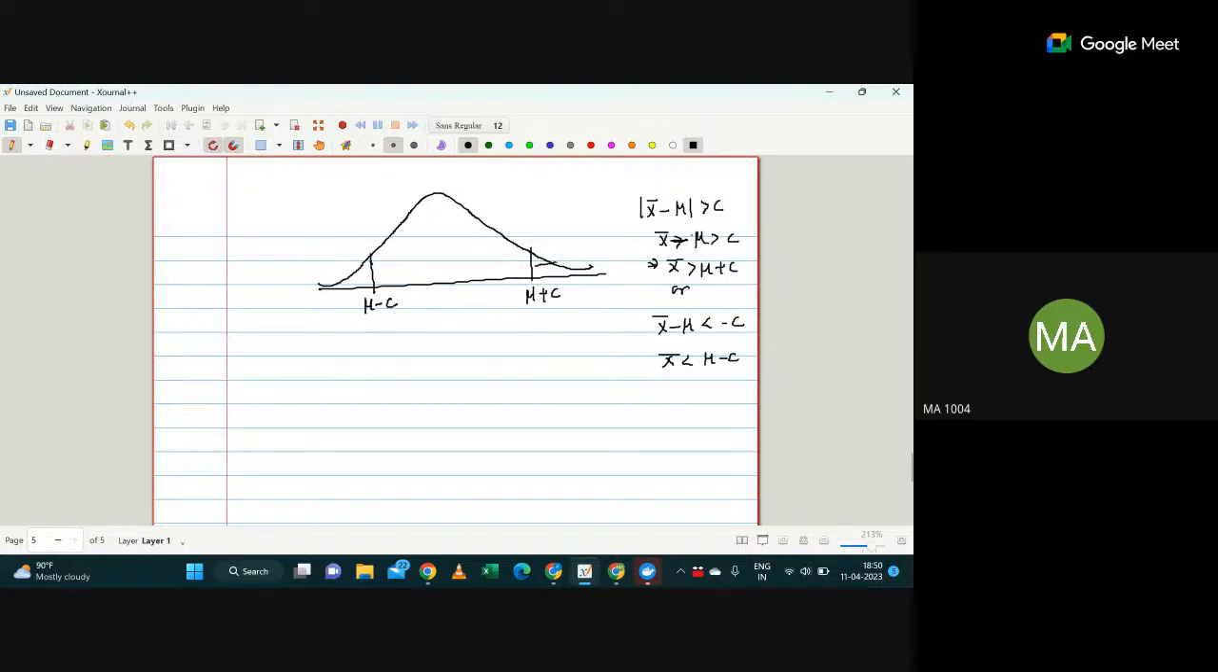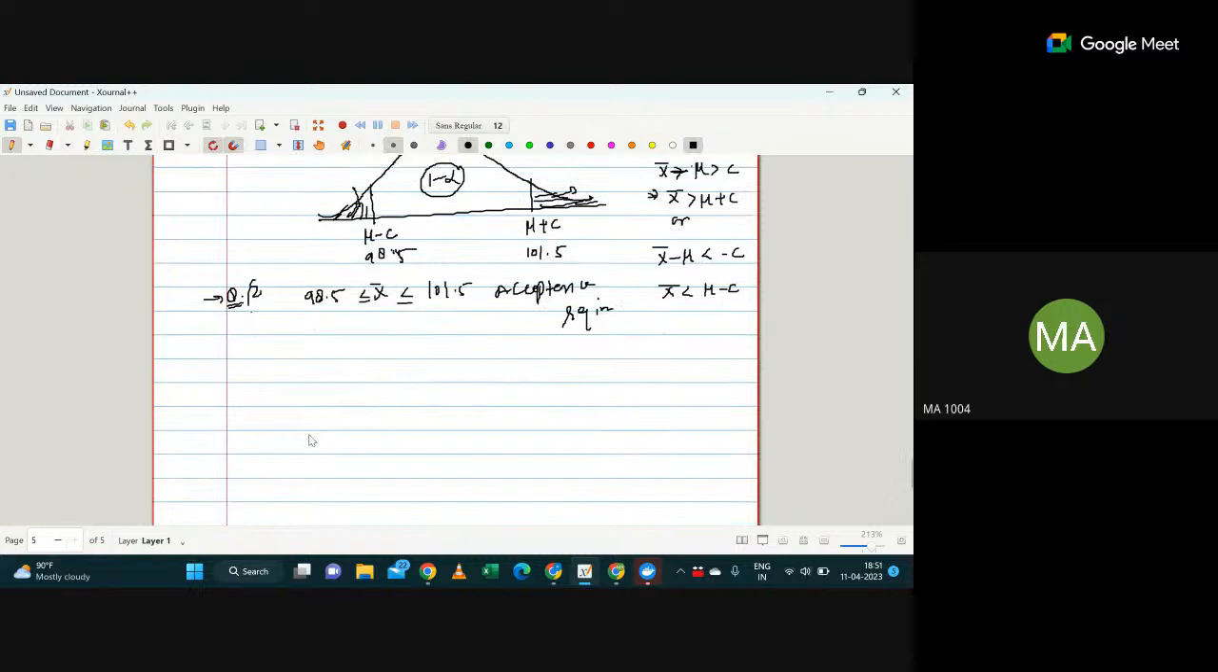If x bar is greater than this, I will reject H naught, or if it is less than this, I will reject H naught. But in this question, x bar lies between 98.5 and 101.5. If these two are rejection regions, then this is the acceptance region, which is given to us. Suppose this is 98.5 and this is 101.5. So what will be the rejection region? What will be the alpha?